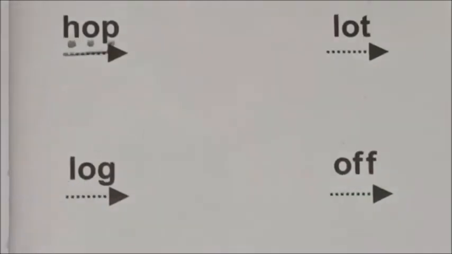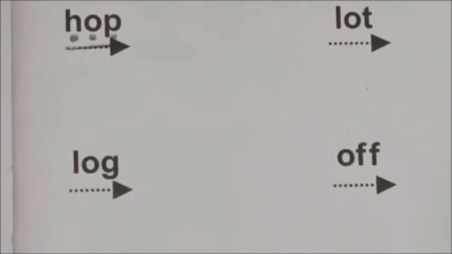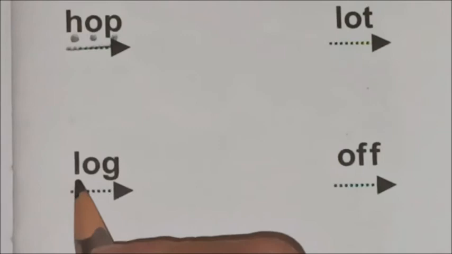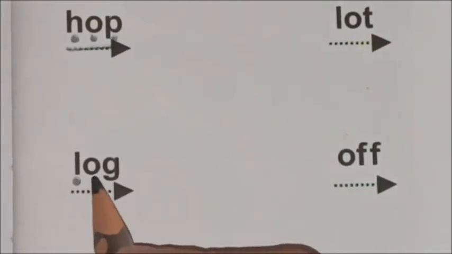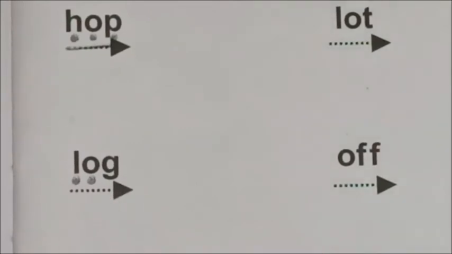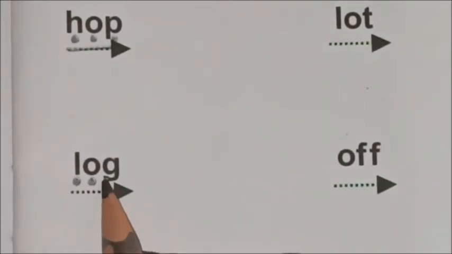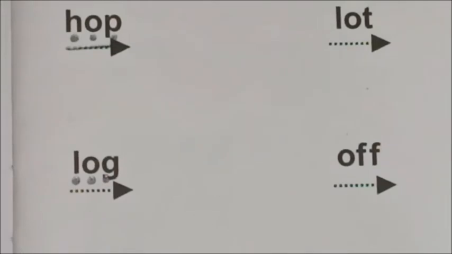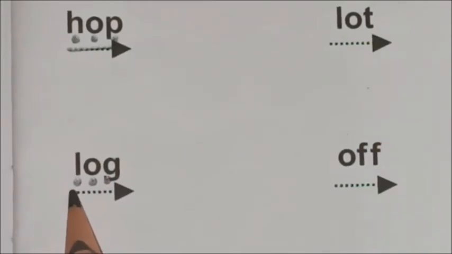Hop. When the big tree is cut, it is cut into smaller pieces. Each piece is called a log. Log. La la la la la. One dot for la. One dot for o. One dot for ga. Join and read, children. Log. Log.